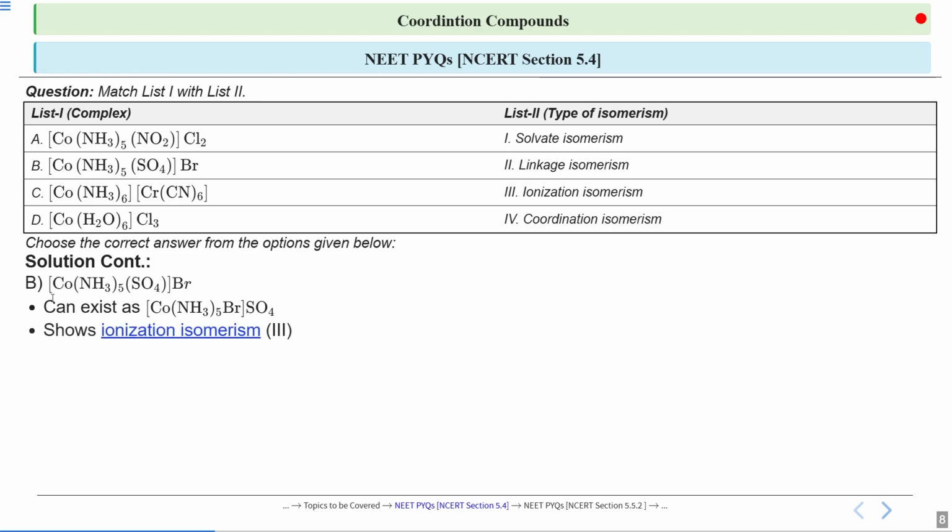So that means this complex is showing ionization isomerism, which is present in our third row in the list 2. Okay, that means complex B is related to the third isomerism given in our list 2. So B is matching with the third one. Okay, that is ionization isomerism due to the exchange of the ions between the inner and the outer coordination sphere.